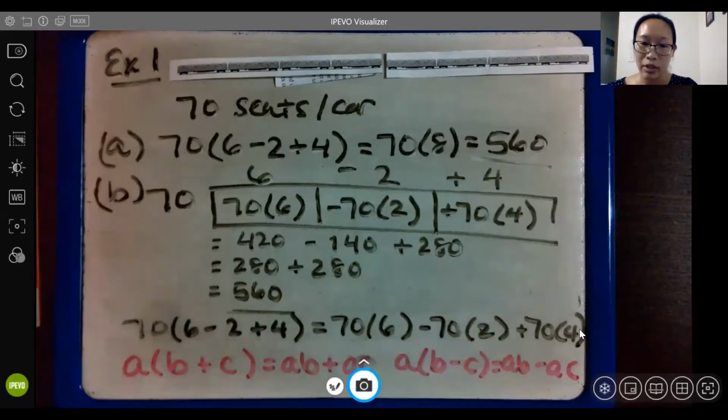Take a moment to write down 2 things in your notes. 1, what do you notice about the distributive property? And 2, what do you wonder? I'll share my thoughts when we come back.